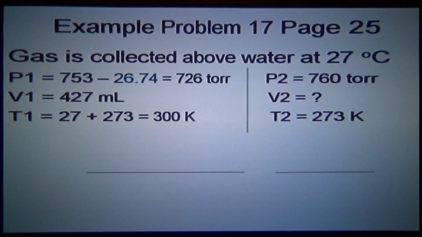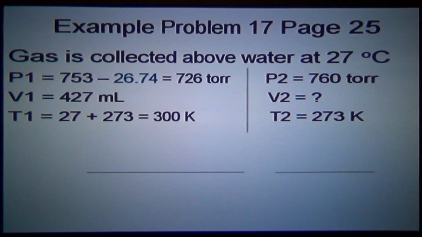So when a problem says collected above water, make sure that you subtract out the vapor pressure of water at the temperature provided. When we collected this gas, we collected a total of 427 milliliters. The temperature reading was 27 degrees Celsius, and you always have to change this to Kelvin, so we had to add 273 to that. What I'd like to know is what the volume of this gas would be at STP, standard temperature and pressure. You may recall that standard pressure in torr is 760, and standard temperature is 273 Kelvin.